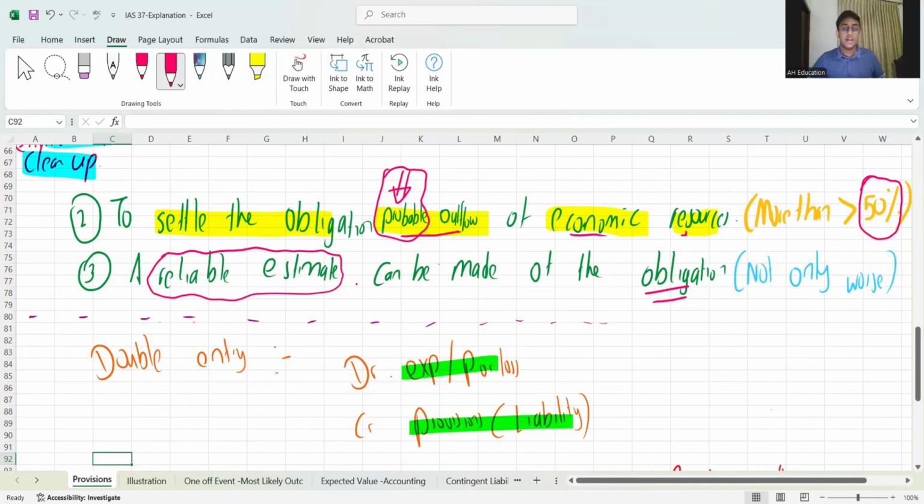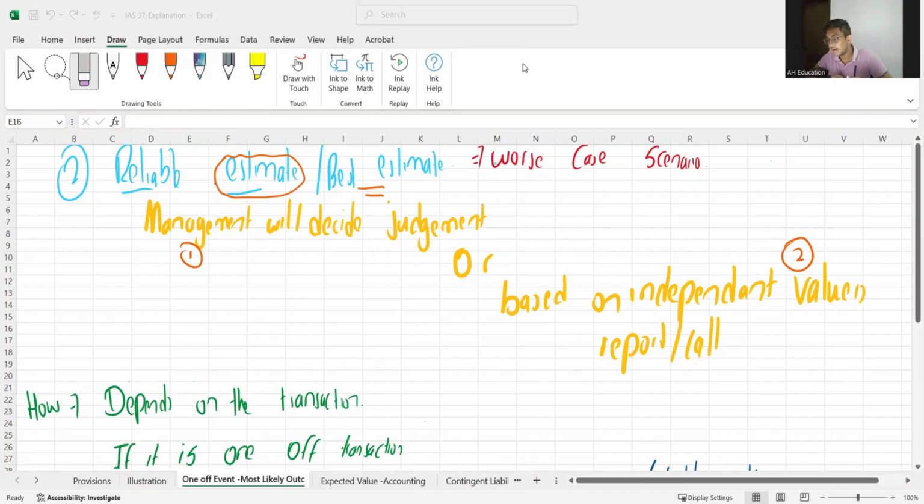Okay. We need to meet the recognition criteria, right? Which is present obligation, probable economic outflow of cash, and number three, a reliable estimate. If all these three conditions are met, then you all need to do the accounting for provision. Okay, that is what we are going to look at now.